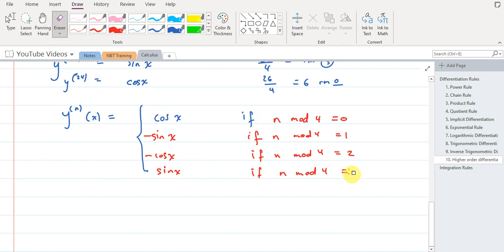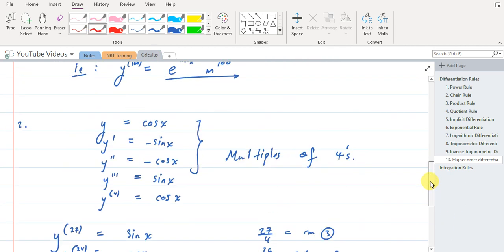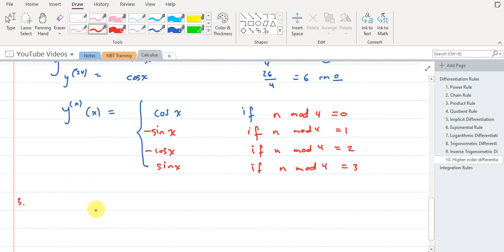Yep, I think that should be the solution. That's your nth derivative at x. Let's take one more example, number 3. What if I take y is equal to a power function like x to the power n?